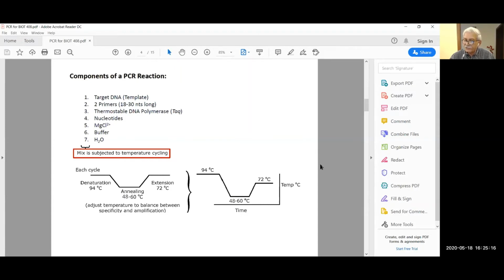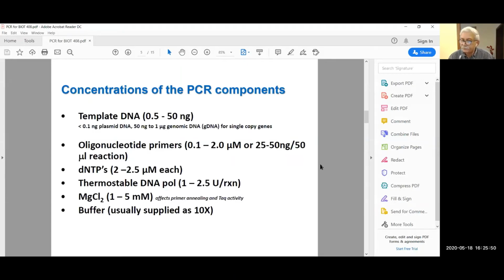But you must remember, Pfu incorporates nucleotides at a much slower rate than Taq polymerase. If you need 1 minute of extension for Taq, you will need 2 minutes for Pfu. Double your time of extension if you're shifting from Taq polymerase to Pfu polymerase. Is it clear? Yes, sir. Okay. Now I move to the next slide.